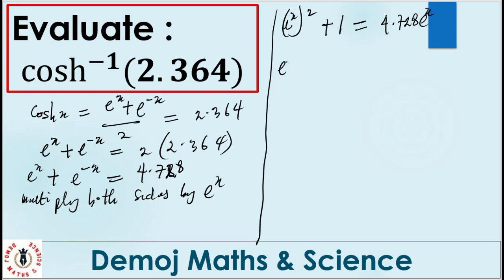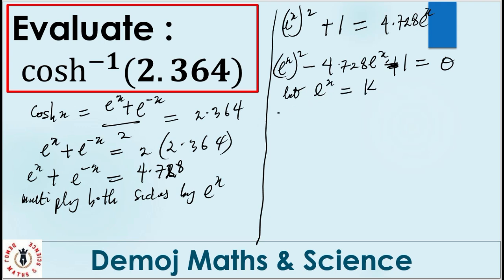Let's collect like terms. E raised to power x all squared minus 4.728 e raised to power x plus 1 equals 0. It's beginning to look like a quadratic equation. Now, I would again say, let e raised to power x be equal to a. So that a squared minus 4.728 a plus 1 is equal to 0.